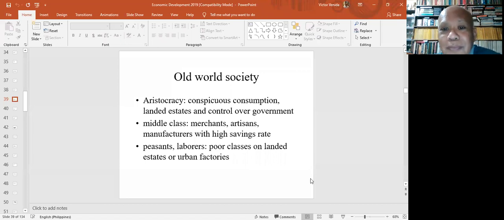Okay, so which is why if you look at the aristocrats, they need to have large palatial residences and all the expensive home furnishings and fittings to show off their wealth and power. And they could also have the latest gadgetry. So therefore, if you look at the aristocrats, they have no incentive to save.